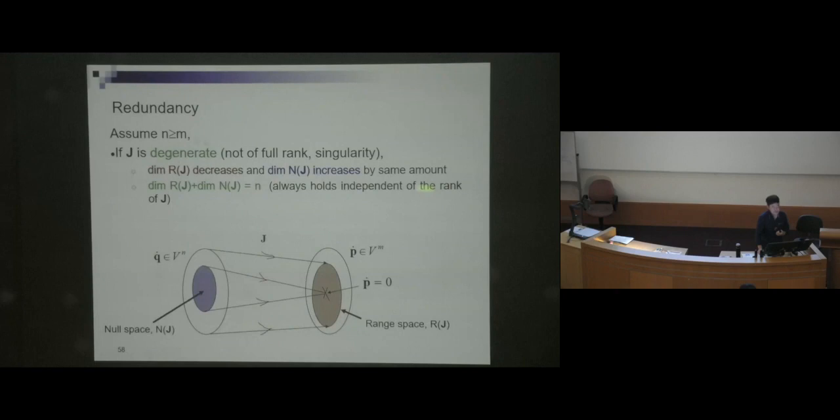If J is degenerate, meaning singular, then the dimension of R(J) will decrease, and the dimension of N(J) will increase. That means your null space will increase. Remember, the null space is always projected onto the point where your p dot is equal to 0. But the dimension of R(J) plus the dimension of N(J) will always be equal to n. And this holds independent of the rank of J.